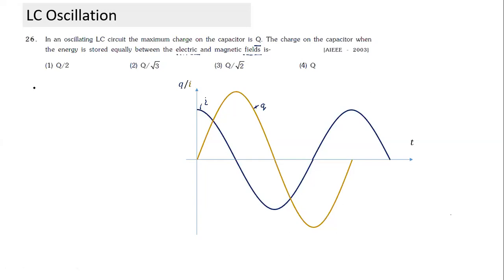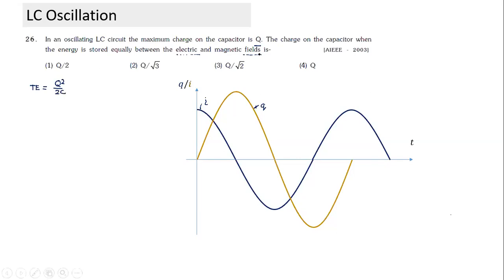Let's write the energy. What is the total energy in this case? Can someone tell me what is the total energy of LC oscillation? Is that information given? The total energy is capital Q square by 2C, when the entire energy is stored in the capacitor as charge energy. So total energy is equal to Q square by 2C.